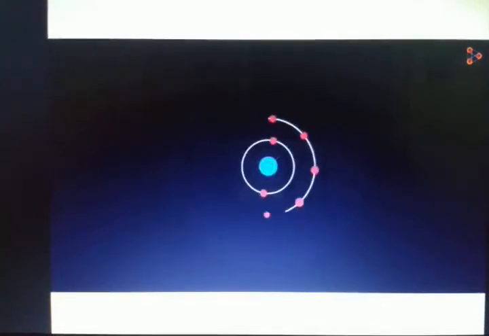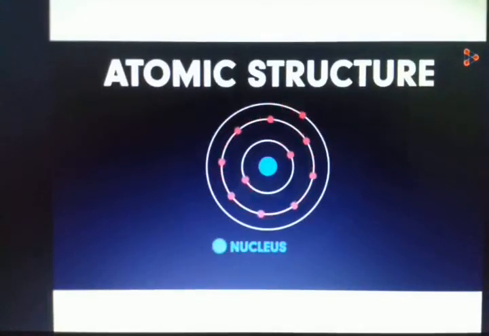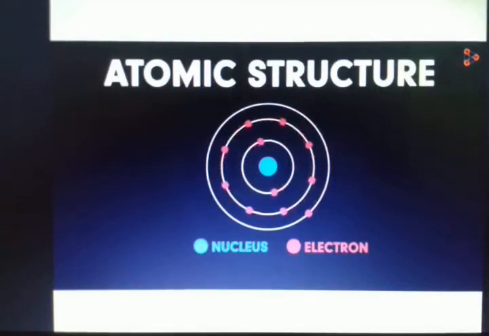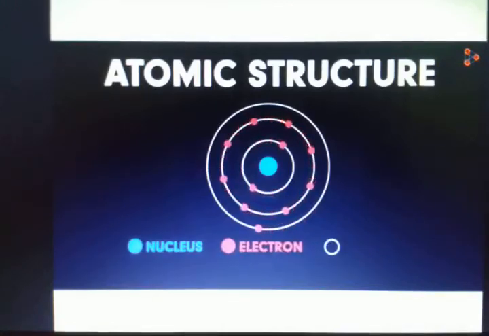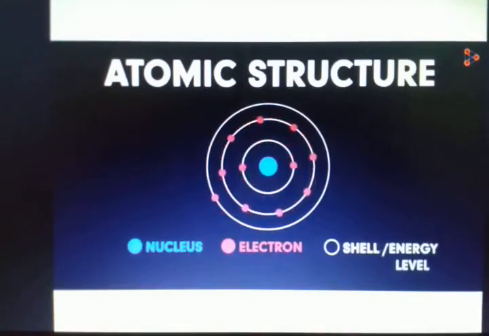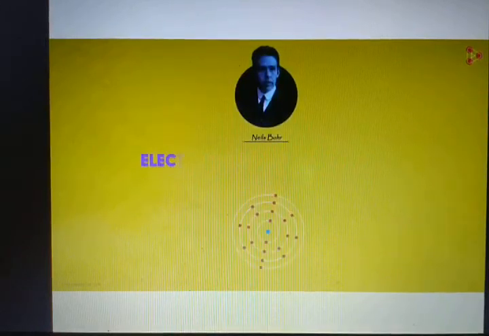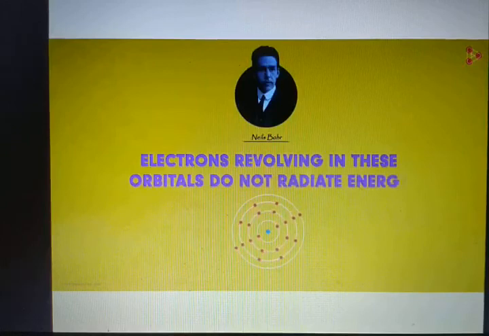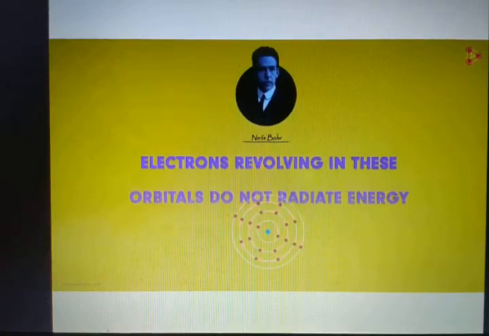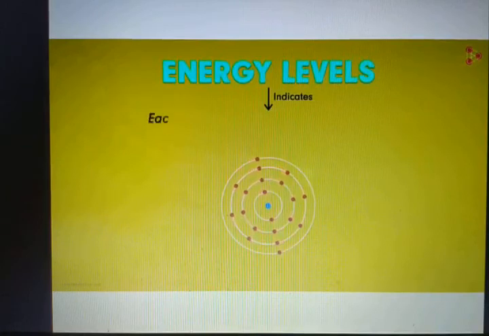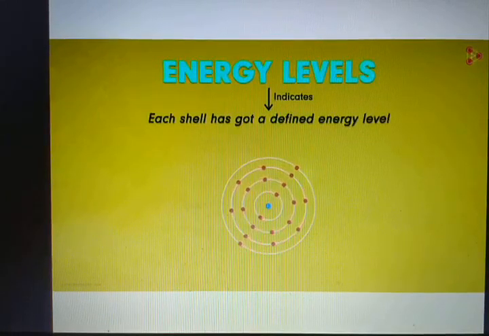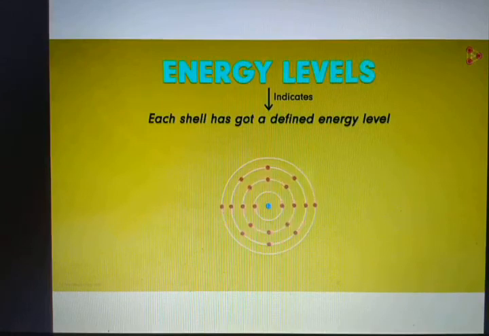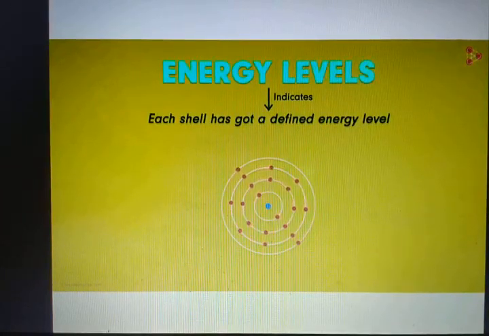In a similar way, we have the atomic structure. The nucleus acts like the sun located at the center, and the electrons are like planets which revolve in fixed, defined orbitals. These electron orbitals are referred to as shells or energy levels. Now the name energy levels gets us to an important concept. Niels Bohr suggested that the electrons revolving in these orbitals do not radiate energy. This is justified when we use the term energy levels, because it indicates that each shell has a defined energy level. That means when the electrons revolve in these shells, they do not liberate any form of energy.